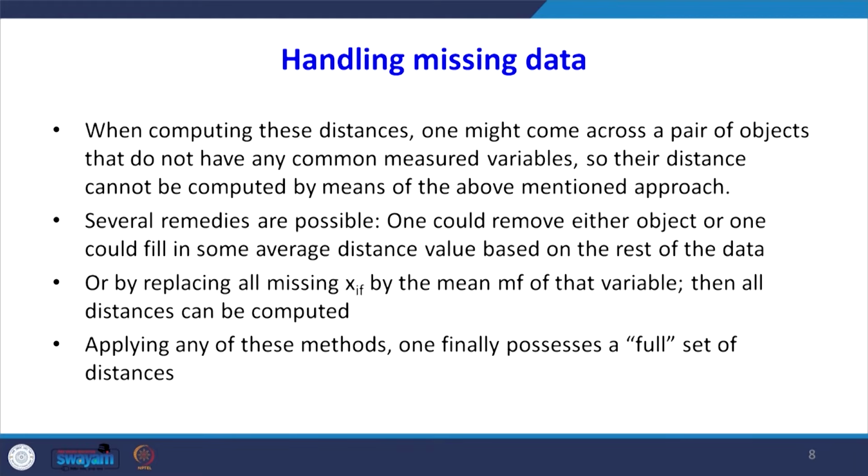When computing these distances, one might come across a pair of objects that do not have any common measured variables. So their distance cannot be computed by means of the above mentioned approach. Several remedies are possible. One could remove either object, or one could fill in some average distance value based on the rest of the data, or by replacing all missing x_if by the mean m_f of that variable, then all distances can be computed. Applying any of these methods, one finally possesses a full set of distances.